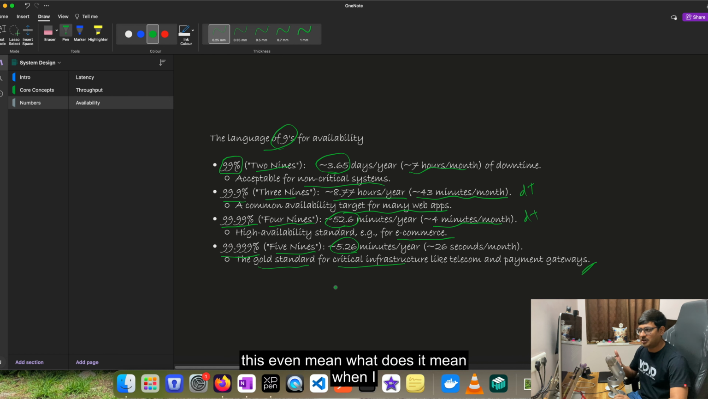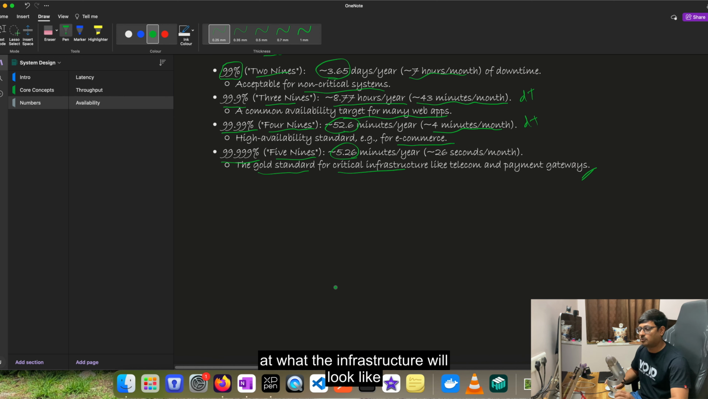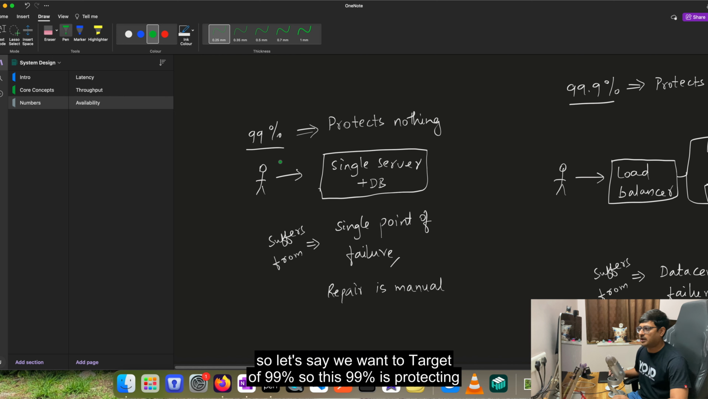So what does this even mean? What does it mean when I want a target of 99% or 99.9%, right? Let's have a closer look at what the infrastructure will look like. So let's say we want a target of 99%.